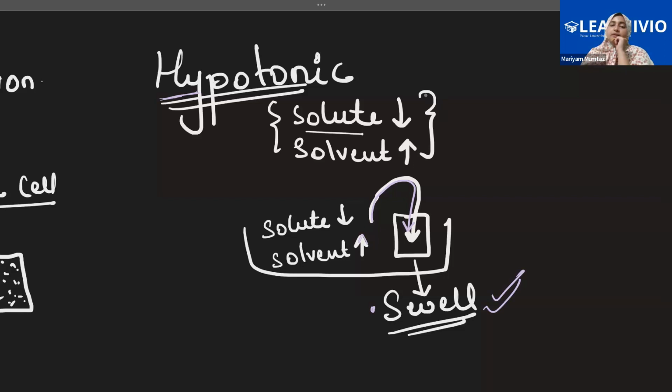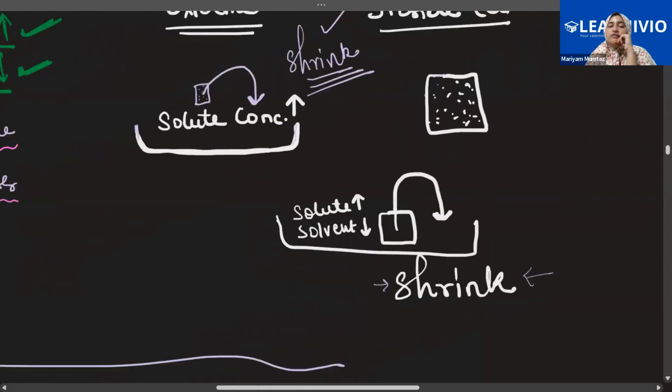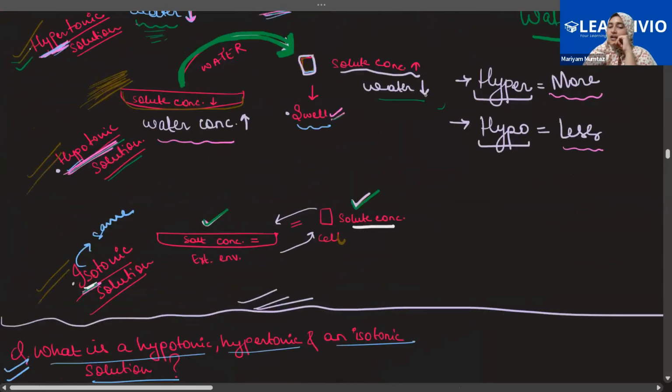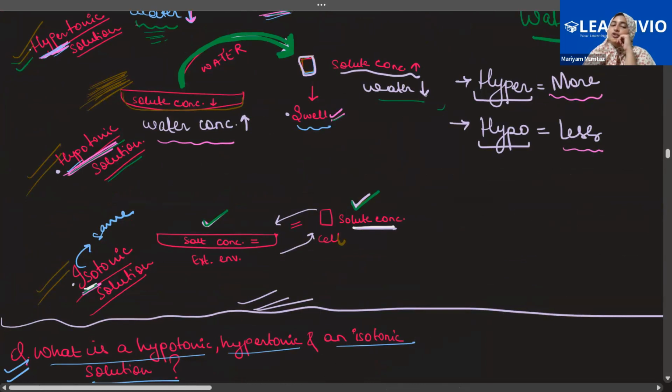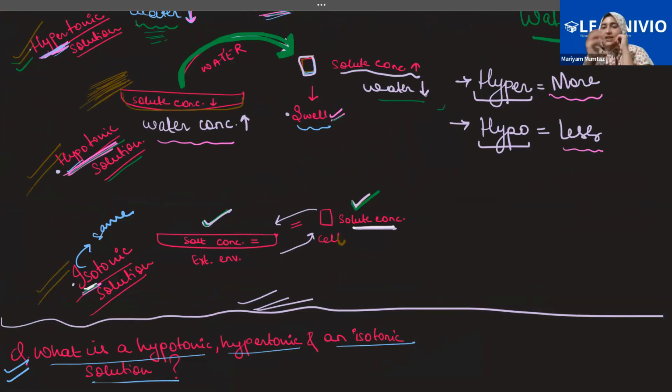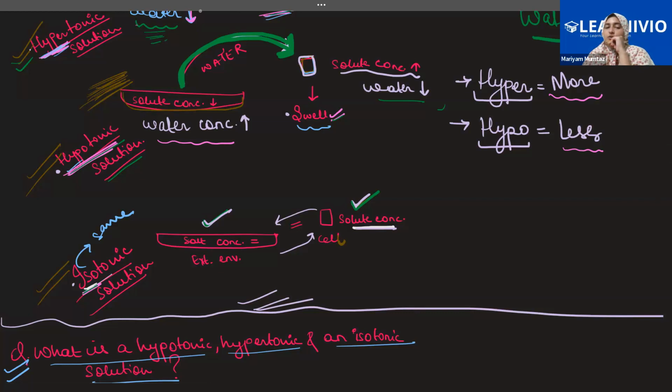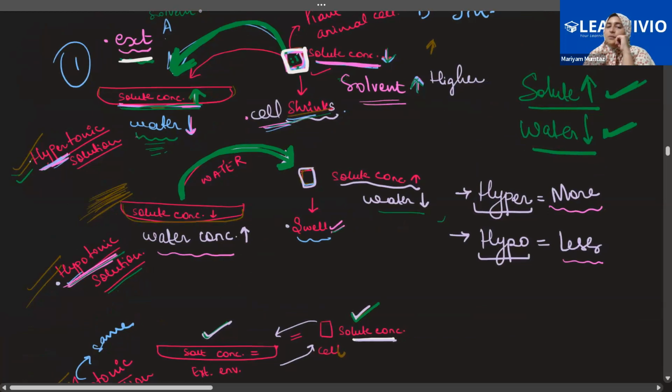Very good. Now the third case is of isotonic solution. Now isotonic, what happens? The cell solute concentration and the solute concentration of the external environment is equal. Both of them are equal. So the net movement of water will also be equal. The amount of water that is coming out will be the amount of water that is going in. So the cell, if it is kept in an isotonic solution, nothing happens to it. If it is kept in a hypotonic solution, then it swells up. And if it is kept in a hypertonic solution, it will shrink.